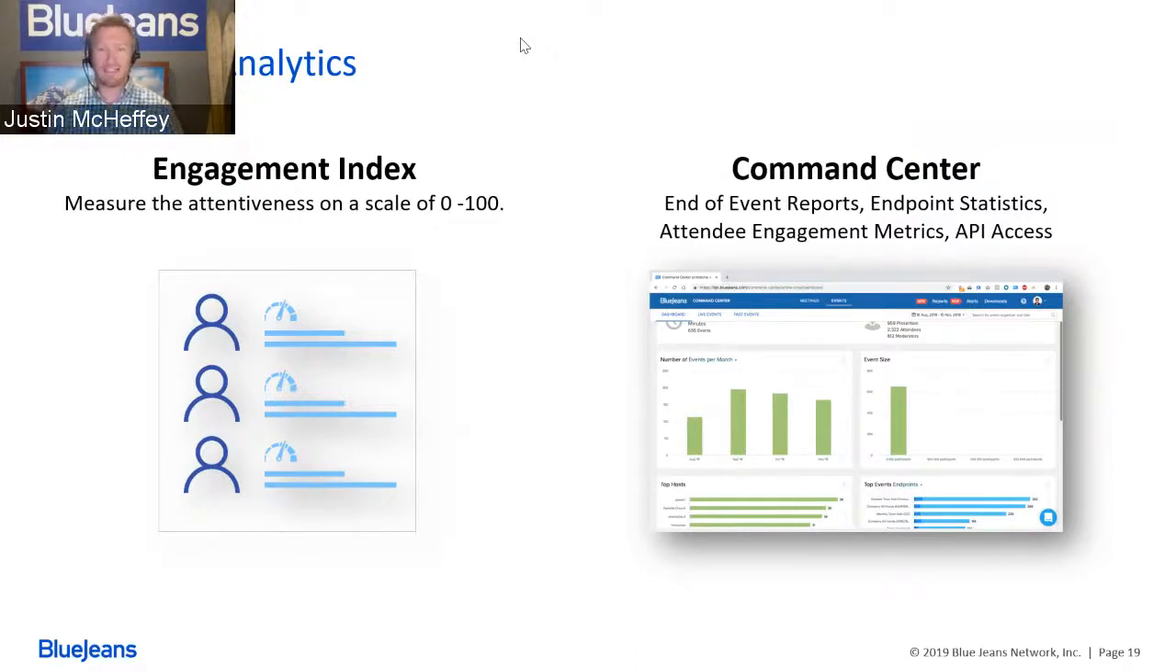And then BlueJeans Command Center, this is our dashboard that contains all data, all different endpoint and geographic distributions. How did they watch? Where did they watch from? What kind of a browser? Was it a room system join? Was it a device join? Was it a desktop join? All of that is located in BlueJeans Command Center, as well as some of these different attendee data points about questions they asked, polls that they answered, etc.